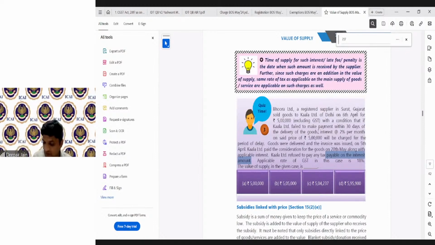So the interest calculation I did was correct, which is 5 lakh rupees into 2% makes it 10,000. Now there is a delay of actually 15 days, which I have calculated correctly. So 10,000 divided by 2 makes it 5,000. Now this 5,000 is inclusive of taxes, correct? So 5,000 divided by 118 into 100 gives you 4,237. So the value of your supply is 5,04,237. So interest is inclusive of GST. You have to gross it up and then you will get 4,237.